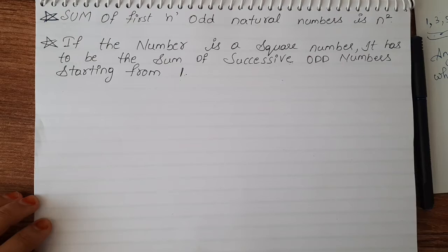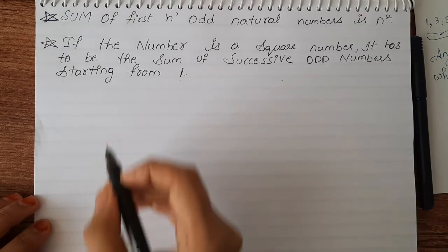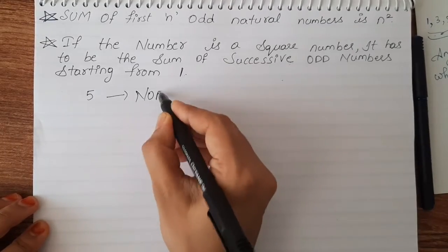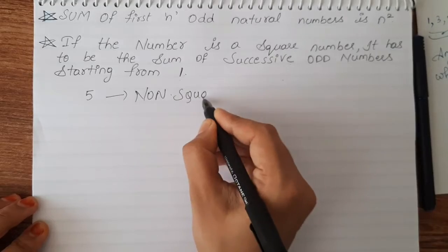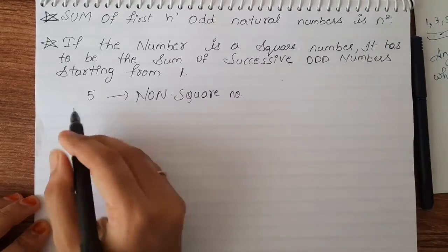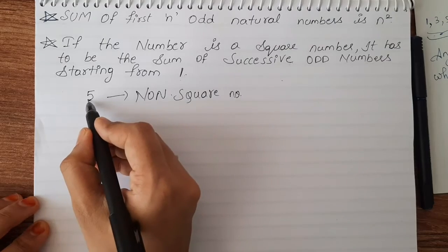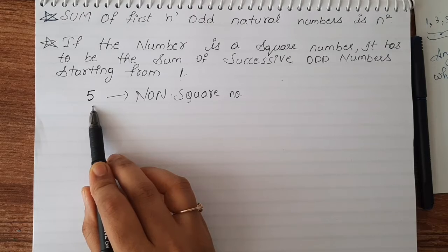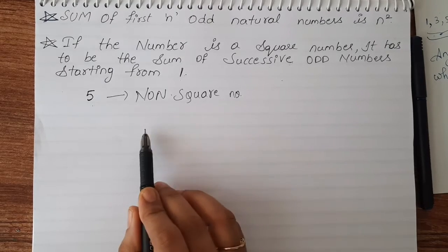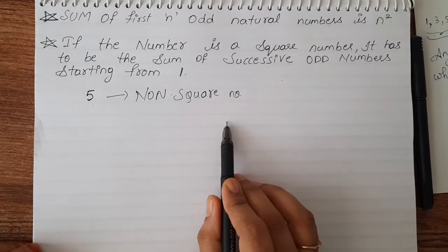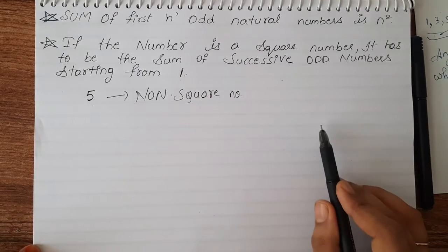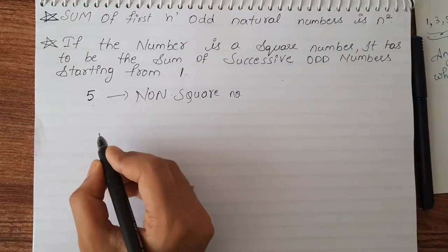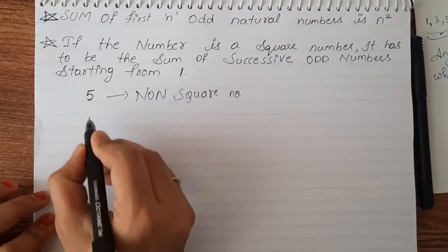We'll take an example. First we'll take a non-square number, 5. You know that 5 is a non-square number. It can be expressed as a sum of successive odd numbers starting from 1 only when, if it is successively subtracted by odd numbers, we reach the step where it becomes 0. If we solve it, you will understand it perfectly.